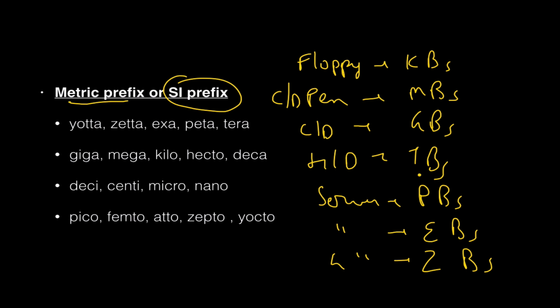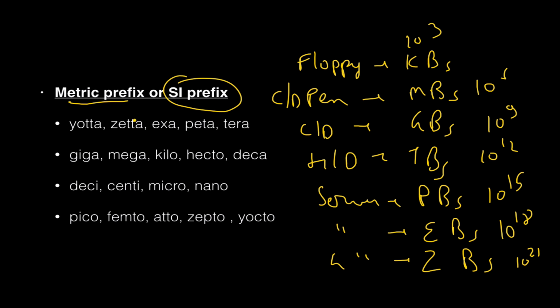So these are the certain things: kilo means 10 to the power 3, mega means 10 to the power 6, giga means 10 to the power 9, tera means 10 to the power 12, peta means 10 to the power 15, exa means 10 to the power 18, and zeta means 10 to the power 21. It might be asked sometime, it's always good to remember them. And iota is 10 to the power 24. So at least remember giga, peta, tera, exa. These are all very common.